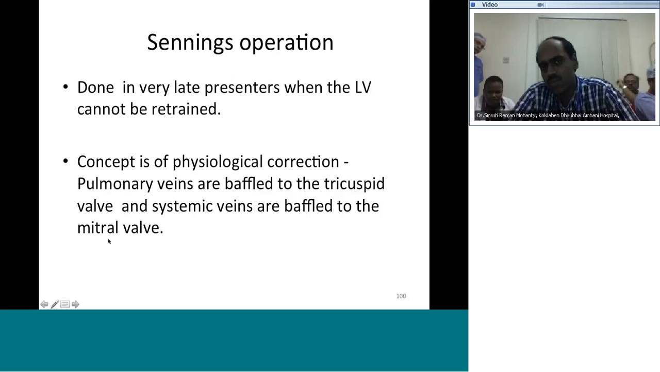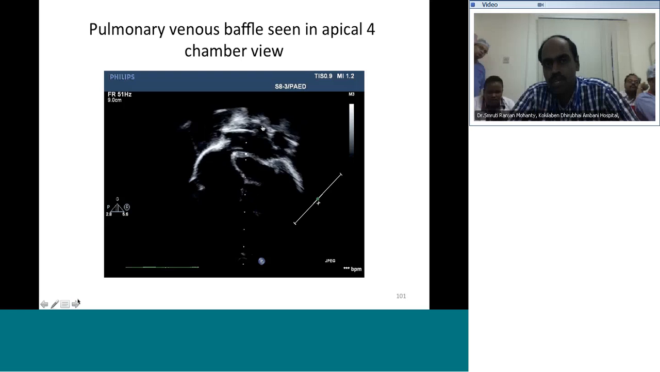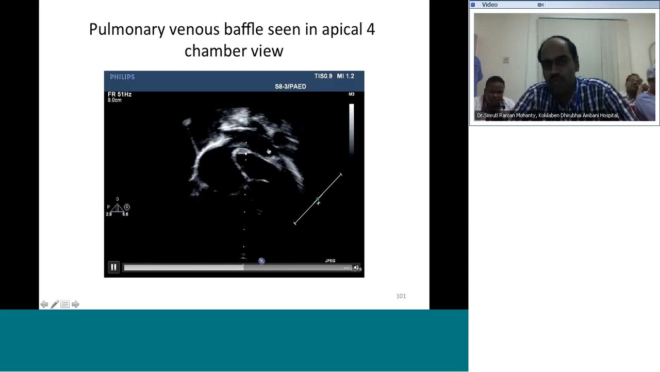Since you are going to hear about all these surgeries, I am not going into the technical aspects of them. I am sure in another one week's time a surgeon is going to talk to you about these surgeries. But we need to understand how to assess a patient after these surgeries.